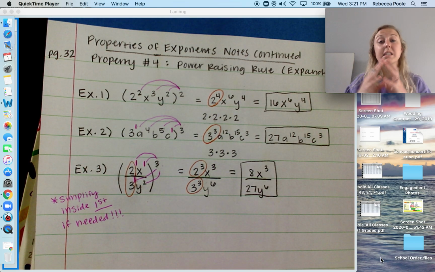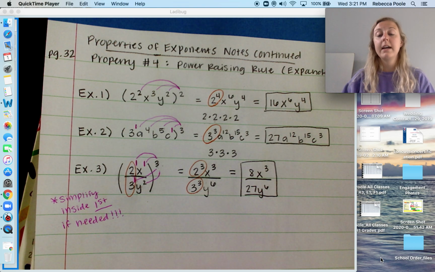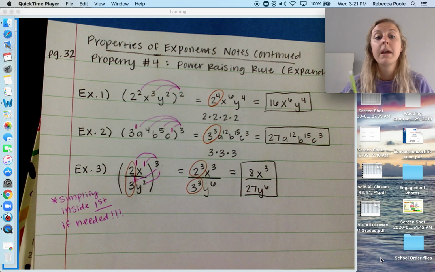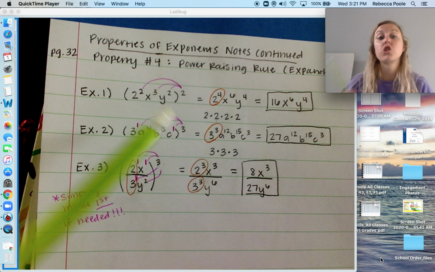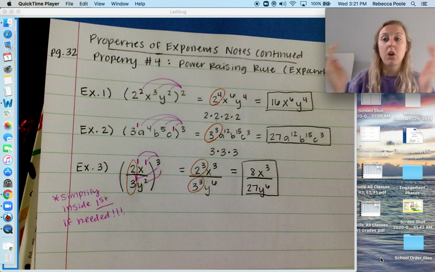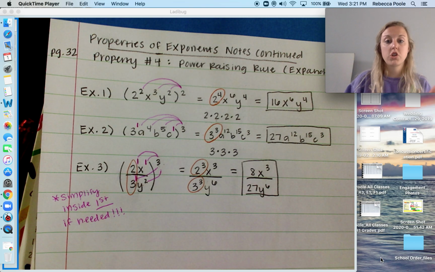So that is your expanded power rule. It's the same power raising rule that we did yesterday, but you just have to distribute it in more. That's why it's called expanded. There's more to distribute, okay?